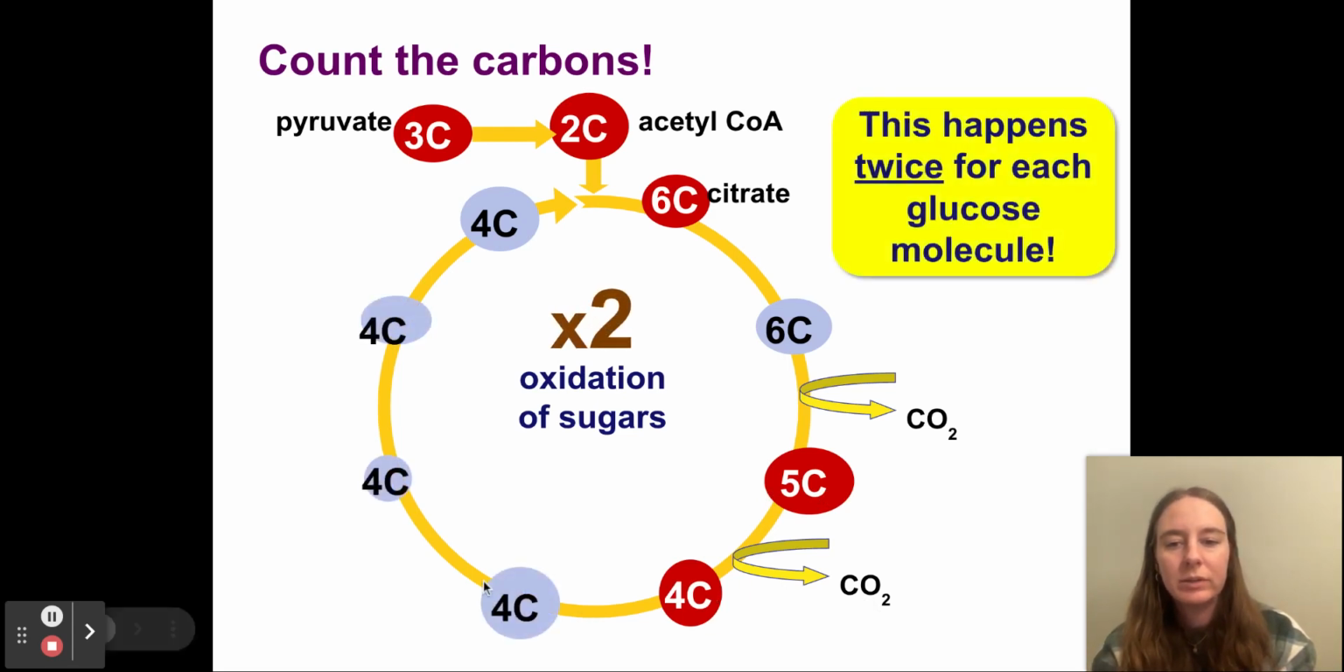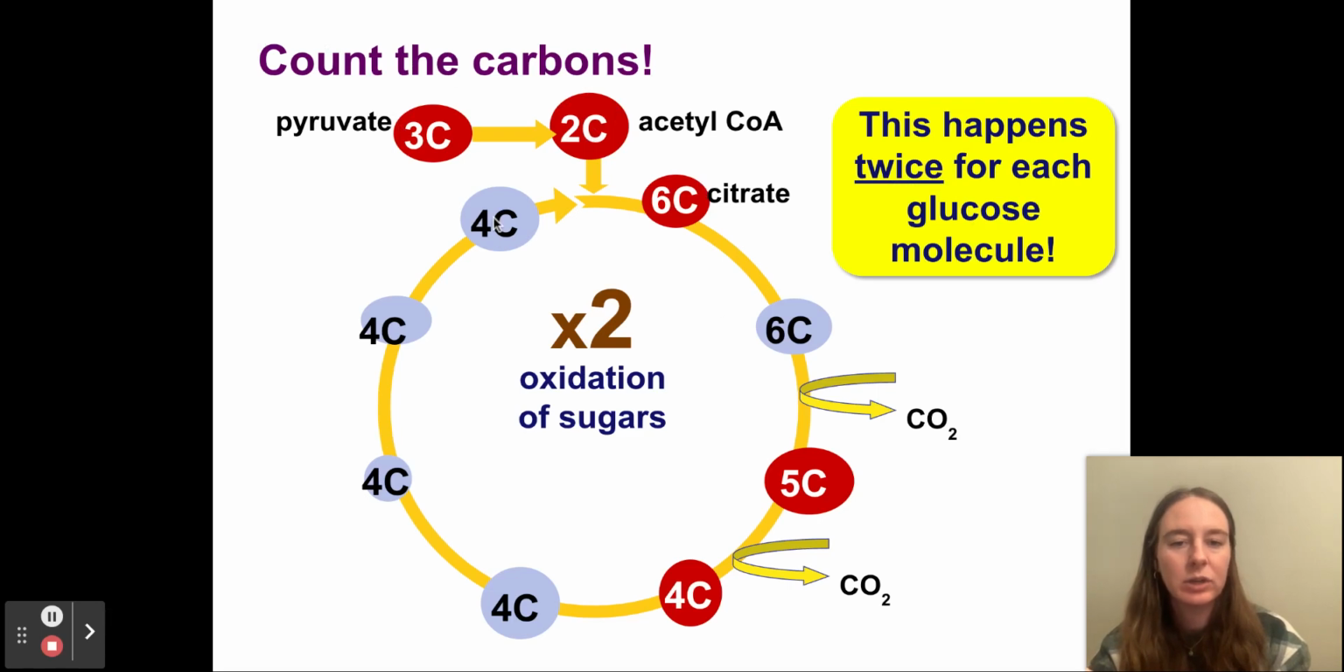Then we are going to keep going. Basically we end up with a 4-carbon sugar. That 4-carbon sugar can now be recycled again. If there's another acetyl-CoA molecule, it can attach onto this and go around again. Now remember, this happens twice. If 1 glucose molecule creates 2 pyruvates, 2 acetyl-CoA, then this happens twice.